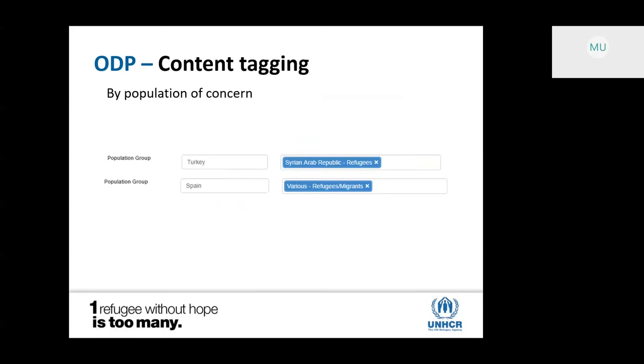And then you can also tag by population of concern, which is relevant when you want to display content for a specific situation. So we call this tagging by population group, which entails tagging by the country of asylum, for example, on the left side, and then the population that is displaced on the right side. In these two examples, we have content tagged in Turkey, Syrian refugees, and we have content which pertains to refugees and migrants from various countries, but the country of asylum is Spain.